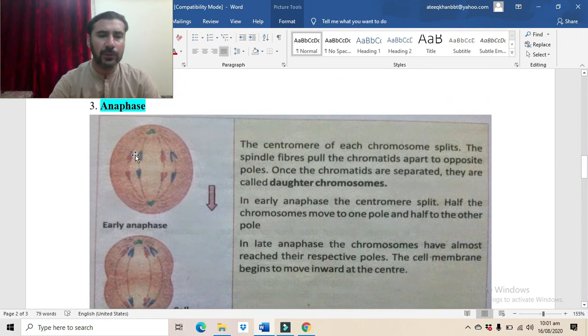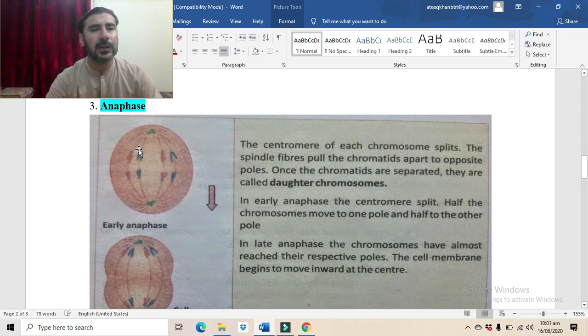Now here it is shown. The chromosome, the centromere will split. The two chromatids will be separated. Now these are called daughter chromosomes, and they are pulled by these spindle fibers toward the opposite poles. They start moving towards the opposite poles because the spindle fibers pull them.